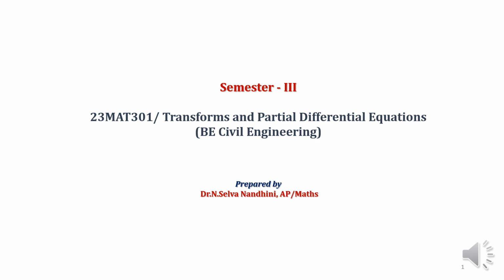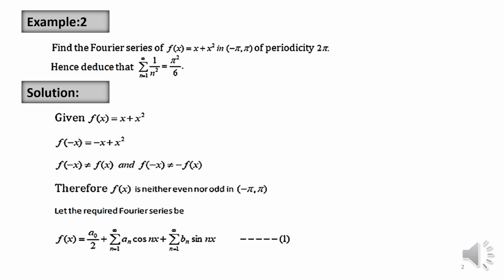So next we'll be seeing the next topic. If the interval is minus pi to pi, f of x is equal to x plus x square, and the reduction is also given. So first you have to find, for minus pi to pi, whether it is an odd function or an even function.